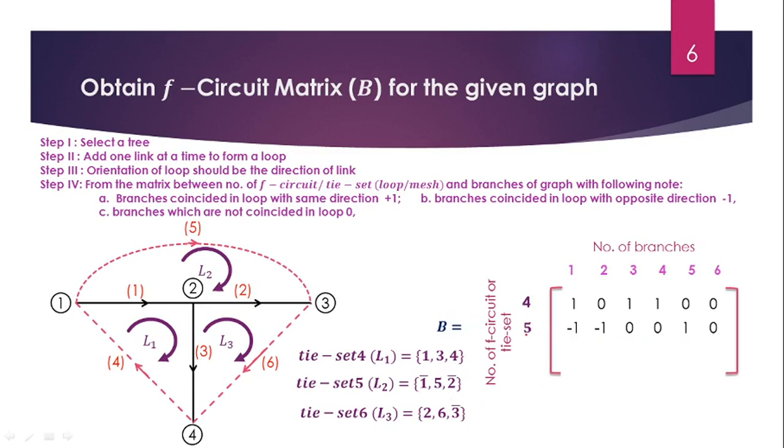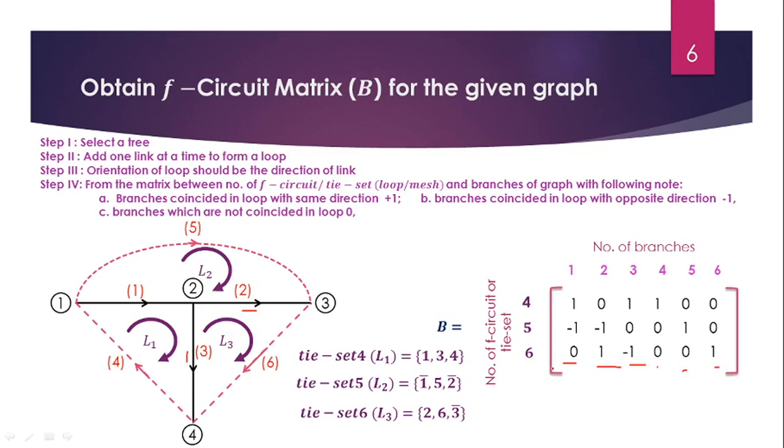How can we write the matrix elements for loop 3 or tie set 6? So branch 1 is not associated, 0. Branch 2, is it in the same direction? So we have to take it plus 1. Branch 3, opposite direction, so that's why it's a minus 1. Branch 4 is not the part of loop 3, so we have to take it 0. Branch 5 is not the part of this loop, so we have to take it 0. And branch 6 has the same direction as its link, so that's why it is 1.